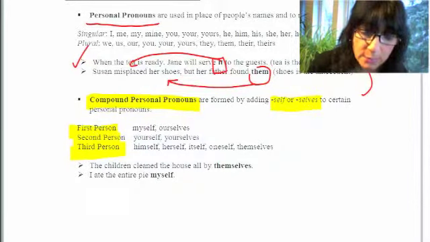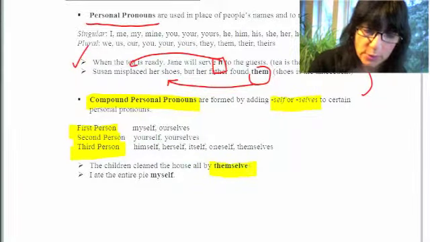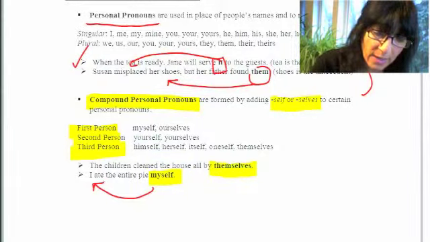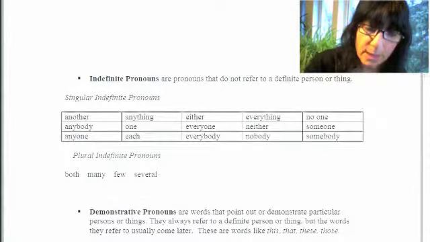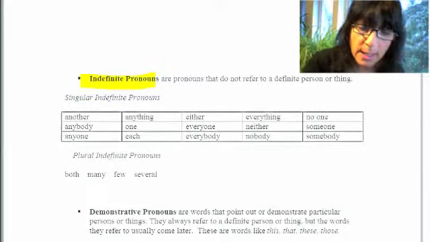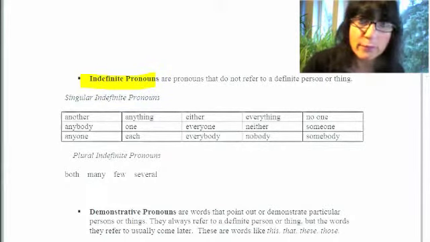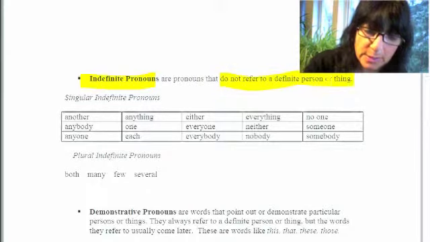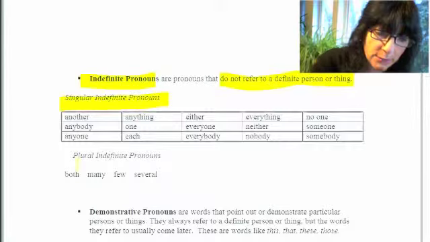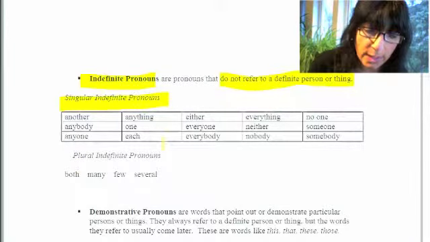A couple of examples: the children clean the house all by themselves, referring to the children, or I ate the entire pie myself, referring to the fact that I ate it to myself. Another type of pronoun is called an indefinite pronoun. And indefinite means it's not definite or specific. It doesn't refer to any definite person or thing. And there are different examples here to take a look at.